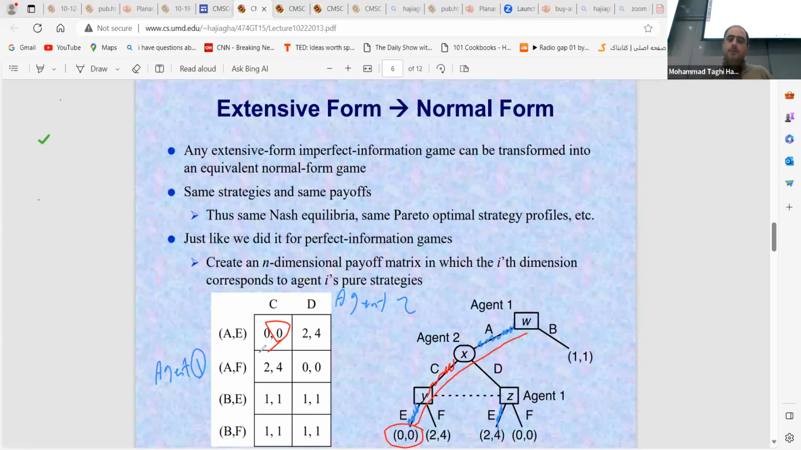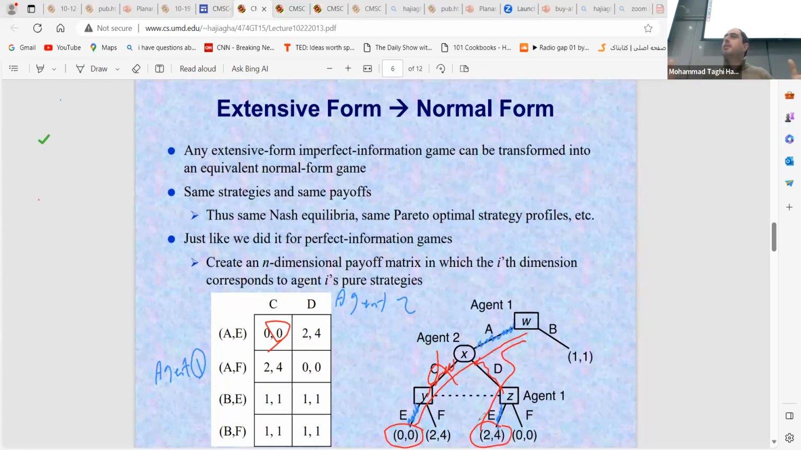So if, for example, instead of C, agent 2 is doing D, then it would be like this. That would be the unique path then, and then you get 2. So you can do that, and you can get the normal form game.